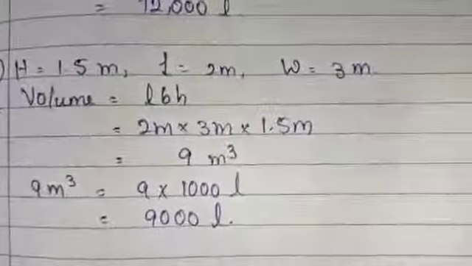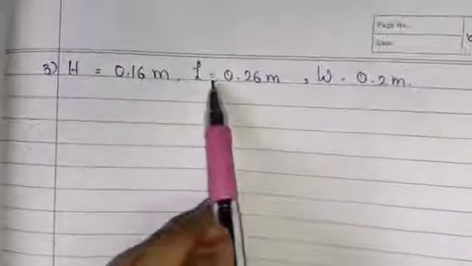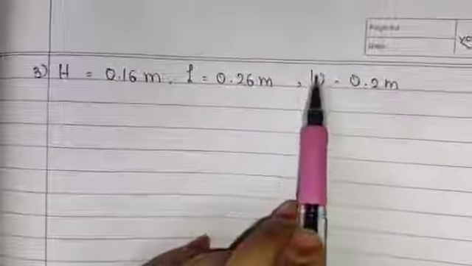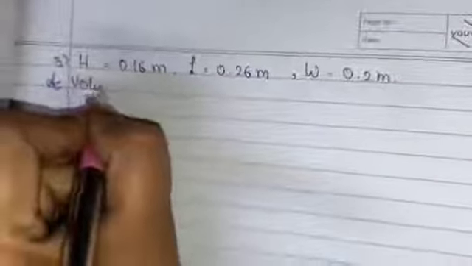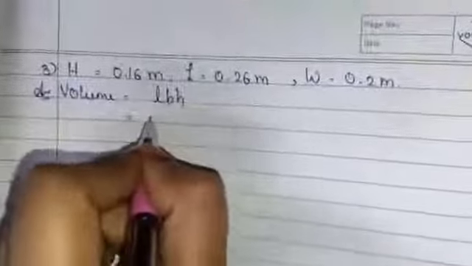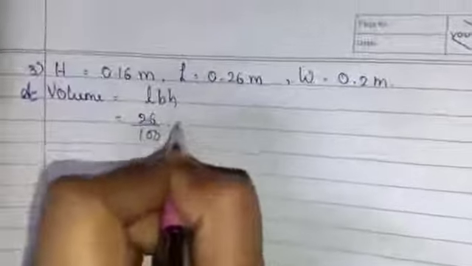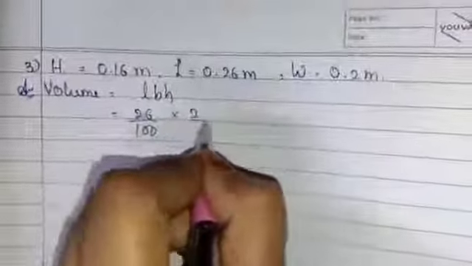What is the answer? 9000 liter. Number 3. Height equals to 0.16 meter, length equals to 0.26 meter, width equals to 0.2 meter. So first of all, we will find out the volume. So volume equals to LBH. So length is how much? So 26 upon 100 multiply by 2 upon 10 multiply by 16 upon 100. Okay. Now we have kept it into fraction form. Now we have to multiply this.